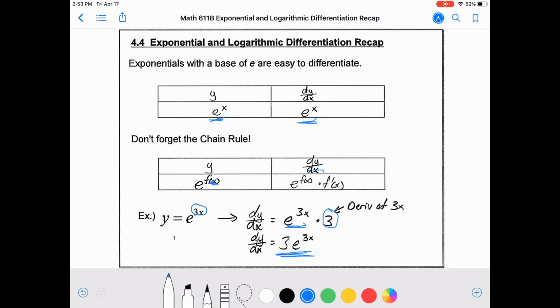And that's summed up in this rule over here. But that's really just e to the x goes to e to the x, and take into account the chain rule.